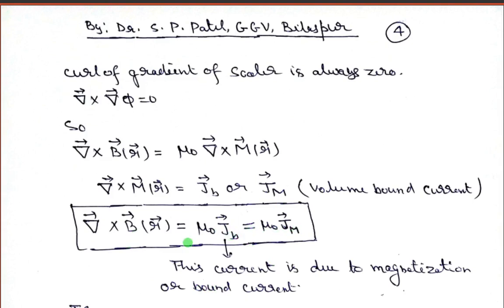If you remember, when we took vacuum, free space, curl of B was simply mu 0 J. That was not due to the bound current or the magnetization current. But here, inside material, whatever you are observing, the del cross B you are taking is coming due to the magnetization current or bound current.